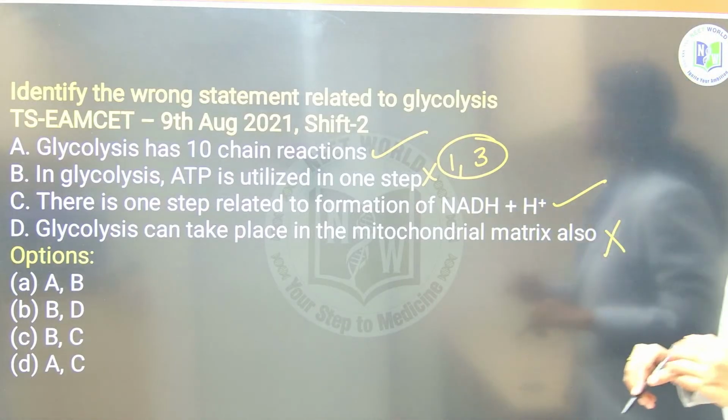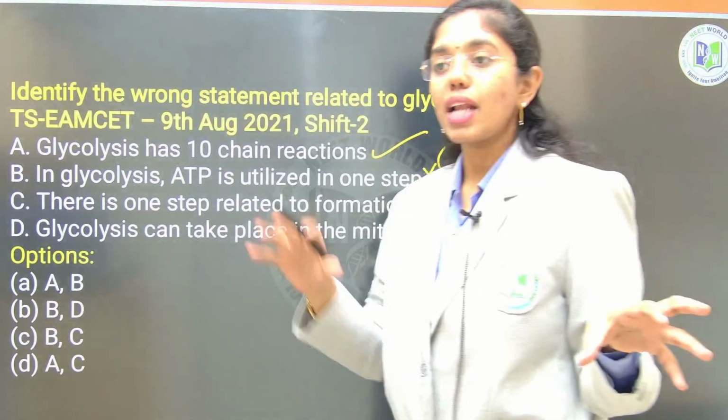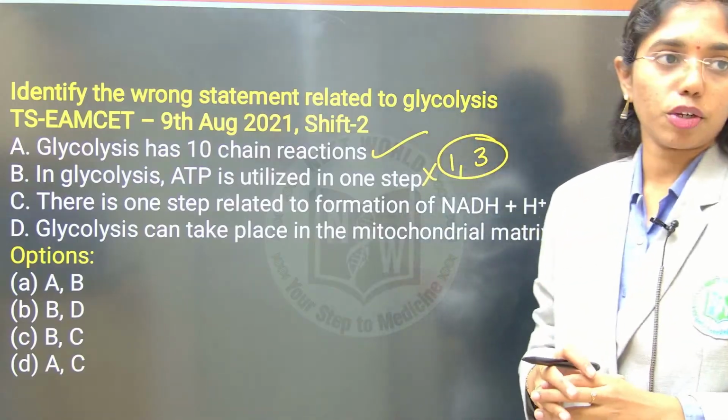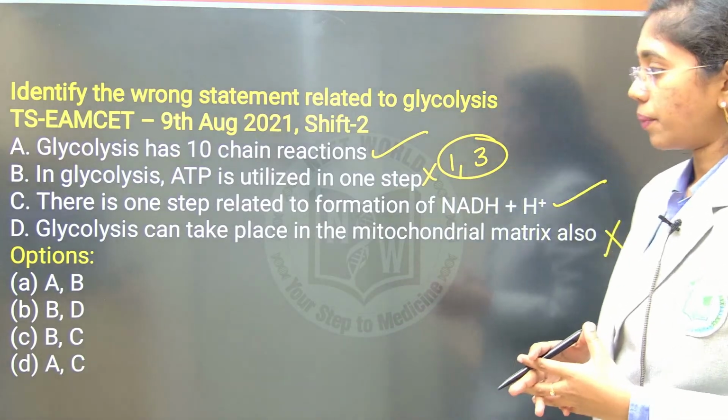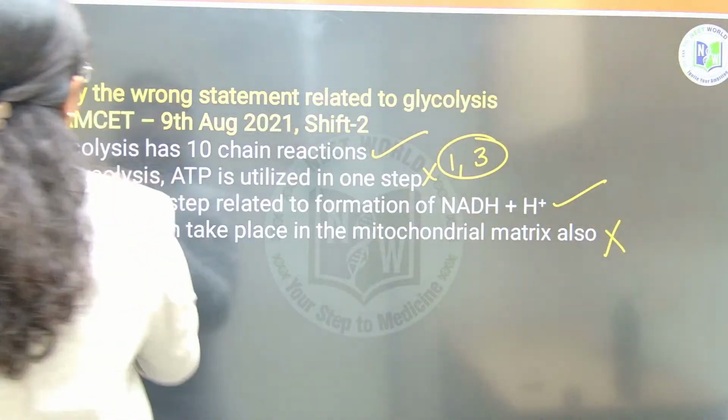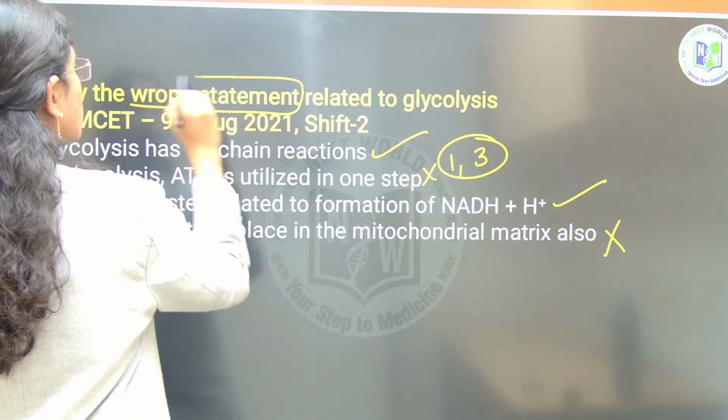Glycolysis occurs both in aerobic respiration and in anaerobic respiration. This takes place only in the cytoplasm or in the cytosol, you can say. So here A and C, 2 statements are correct, but in the question he asked for the wrong statement.